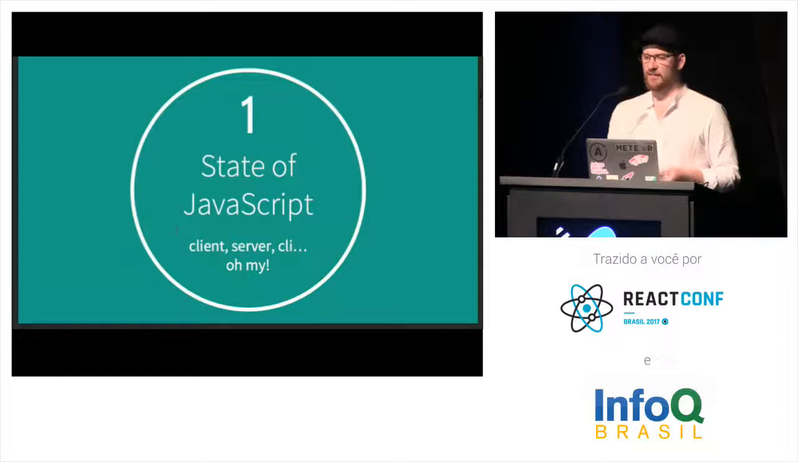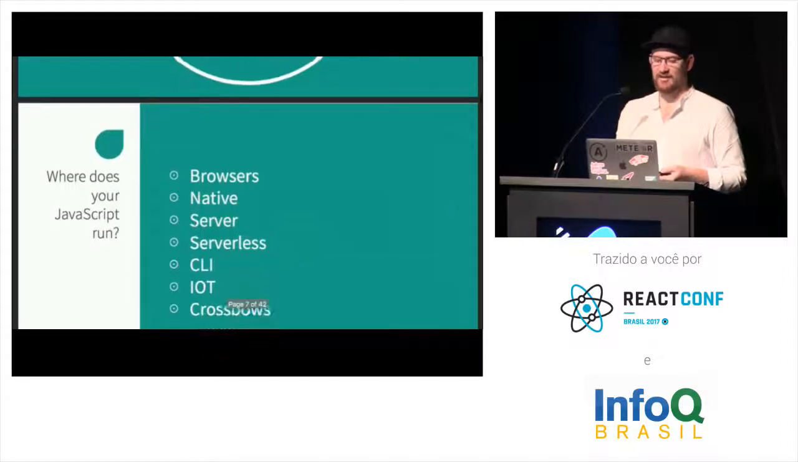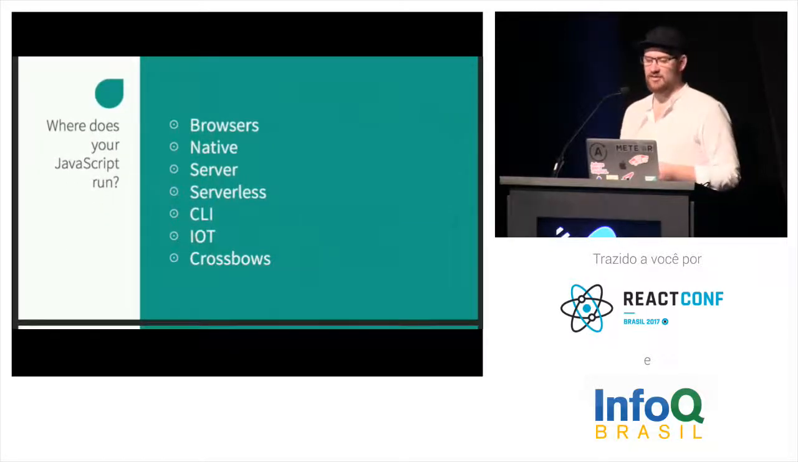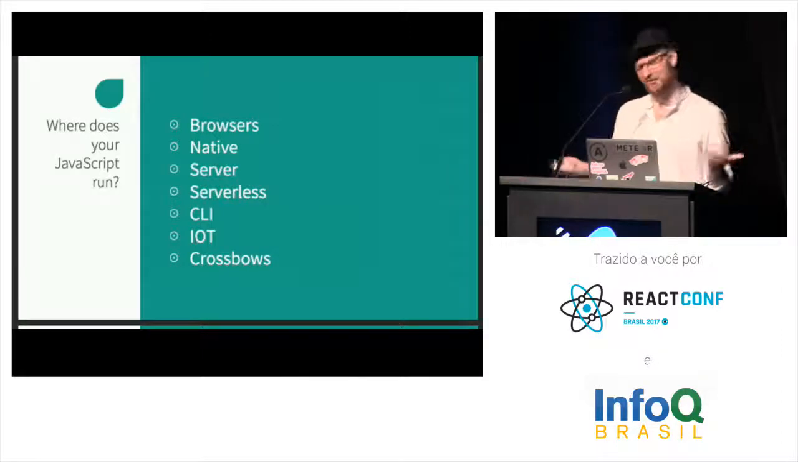Let's step back and talk about the state of JavaScript as it is. It's client, server, CLI, oh my. It's anywhere you want it to be, which is really cool, but JavaScript is also a crazy language in that it runs everywhere. We've got browsers, and it runs native with React Native or with Titanium or Cordova. It runs on the server. It runs on serverless, which is just a server anyway. It runs on command line interfaces and the Internet of Things. You can write an Alexa skill with JavaScript and then talk to your house with JavaScript, which is scary but also really cool.